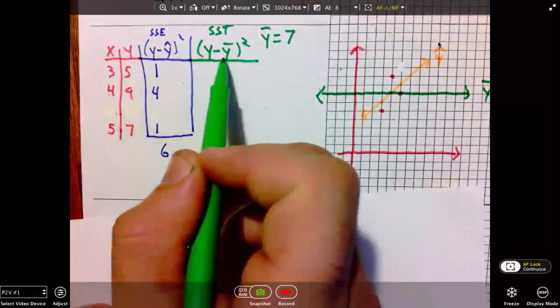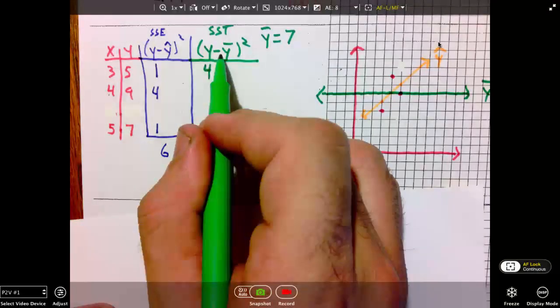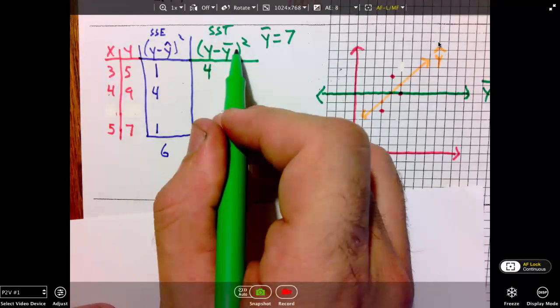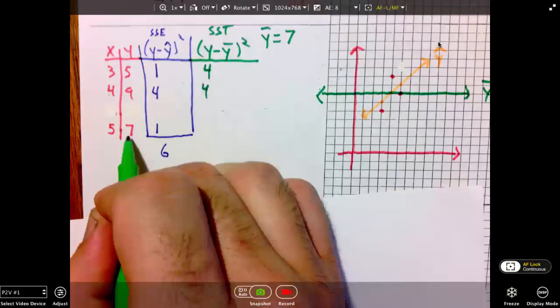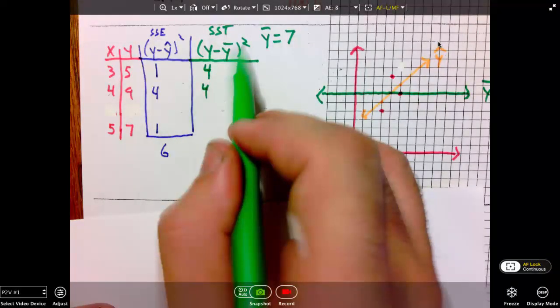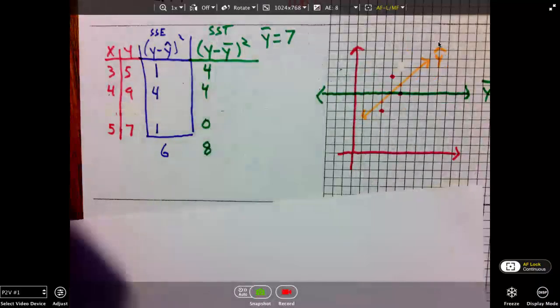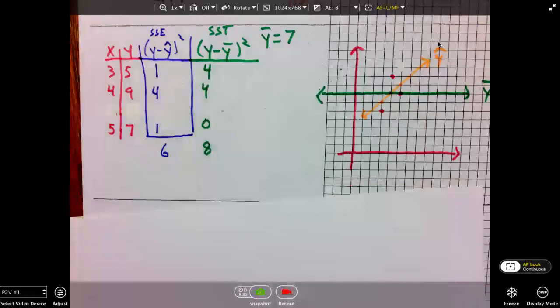Next one, 9. 9 minus 7 is 2. 2 squared is 4. Next one, 7. 7 minus 7 is 0. 0 squared is 0. Summing, this is 8. My SST is 8. Okay, now I will find R squared.